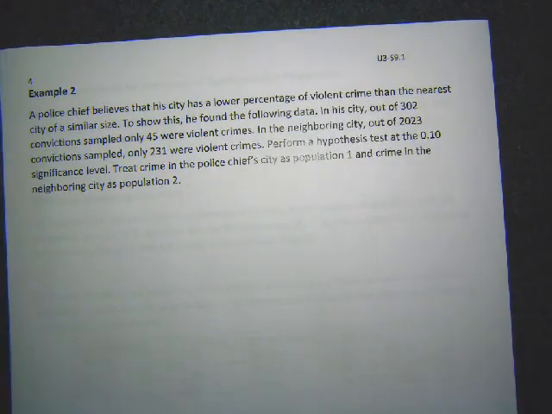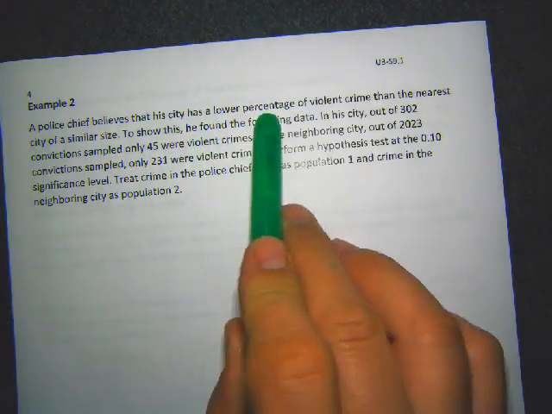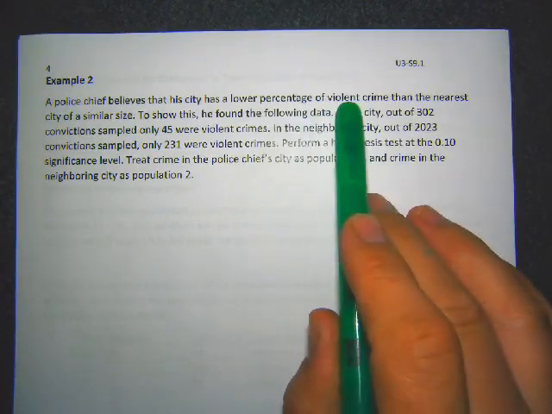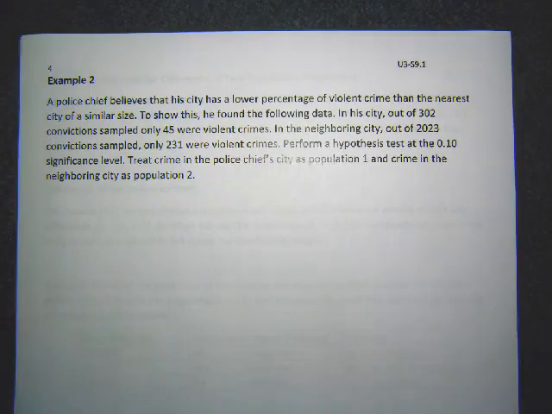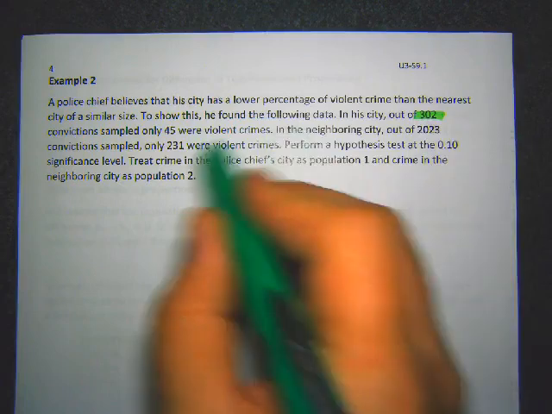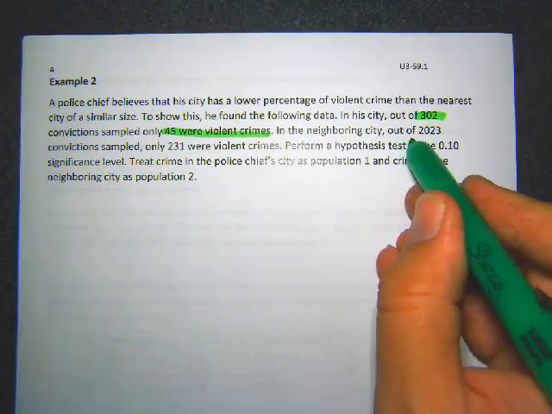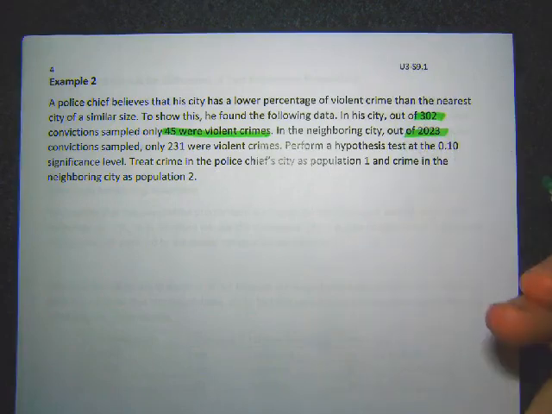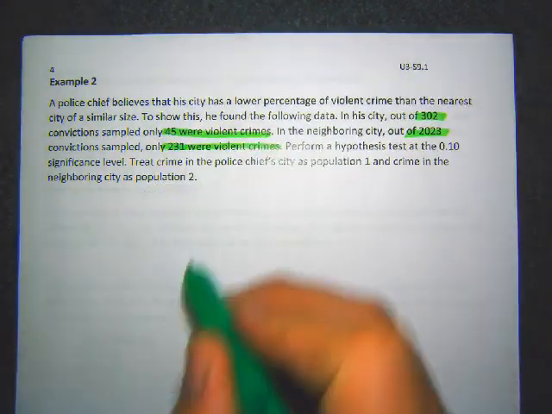This one's got more of a story, so let's read the story first. So a police chief believes that his city has a lower percentage of violent crime than the nearest city of similar size. To show this, he found the following data. So in his city, out of 302 convictions sampled, only 45 were violent crimes. And the neighboring city, out of 2023 convictions, only 231 were violent crimes.